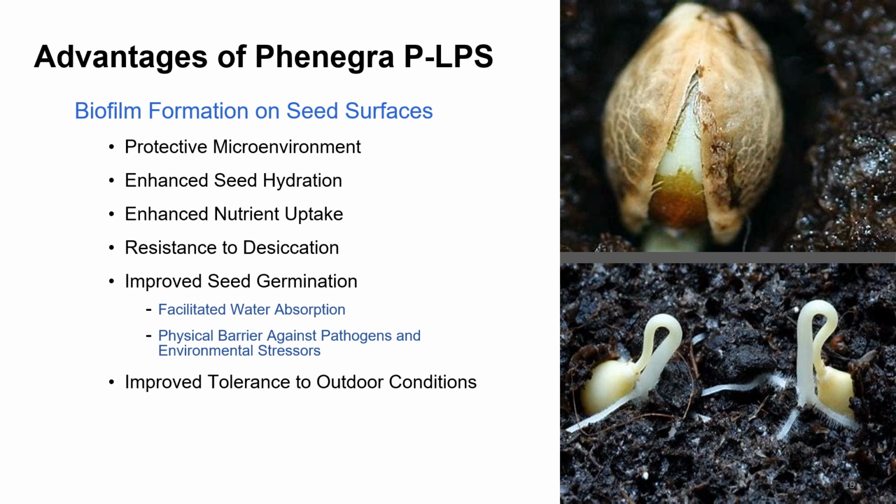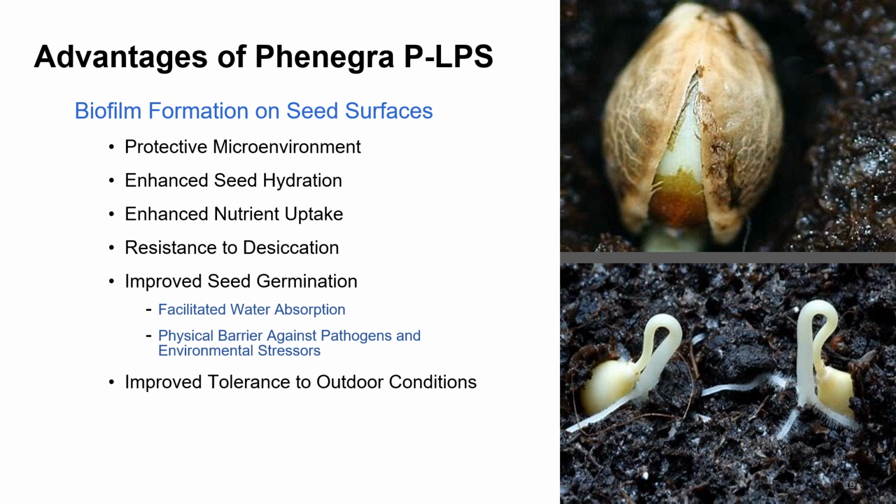The advantage is here in slide 19, you end up having a biofilm formation on the seed surfaces. This is the good stuff, the protective microenvironment that we just don't see. Enhanced seed hydration, well, that's really important. You want your seeds to be hydrated, but you don't want mold to set in. So how do you protect that? That is using the microbes. You end up enhancing your nutrient uptake. We know that now. We end up having resistance to drying out, basically. That's desiccation. And then what happens?